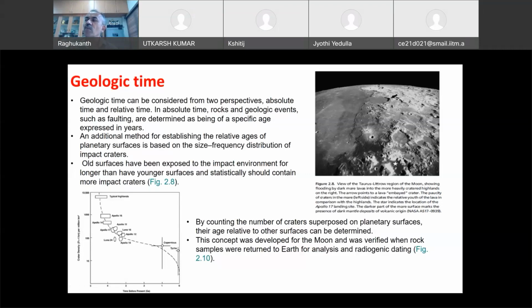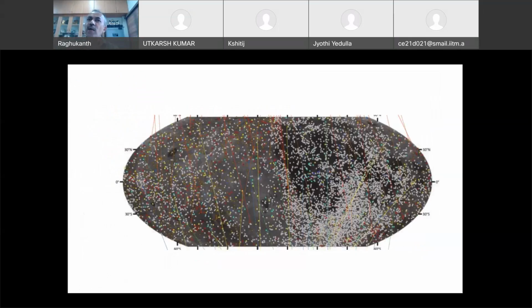They brought the rocks from those crater regions, and when they did the carbon dating, it exactly matched this crater counting methodology also. So these are the number of craters on the moon. I'm just showing you here.